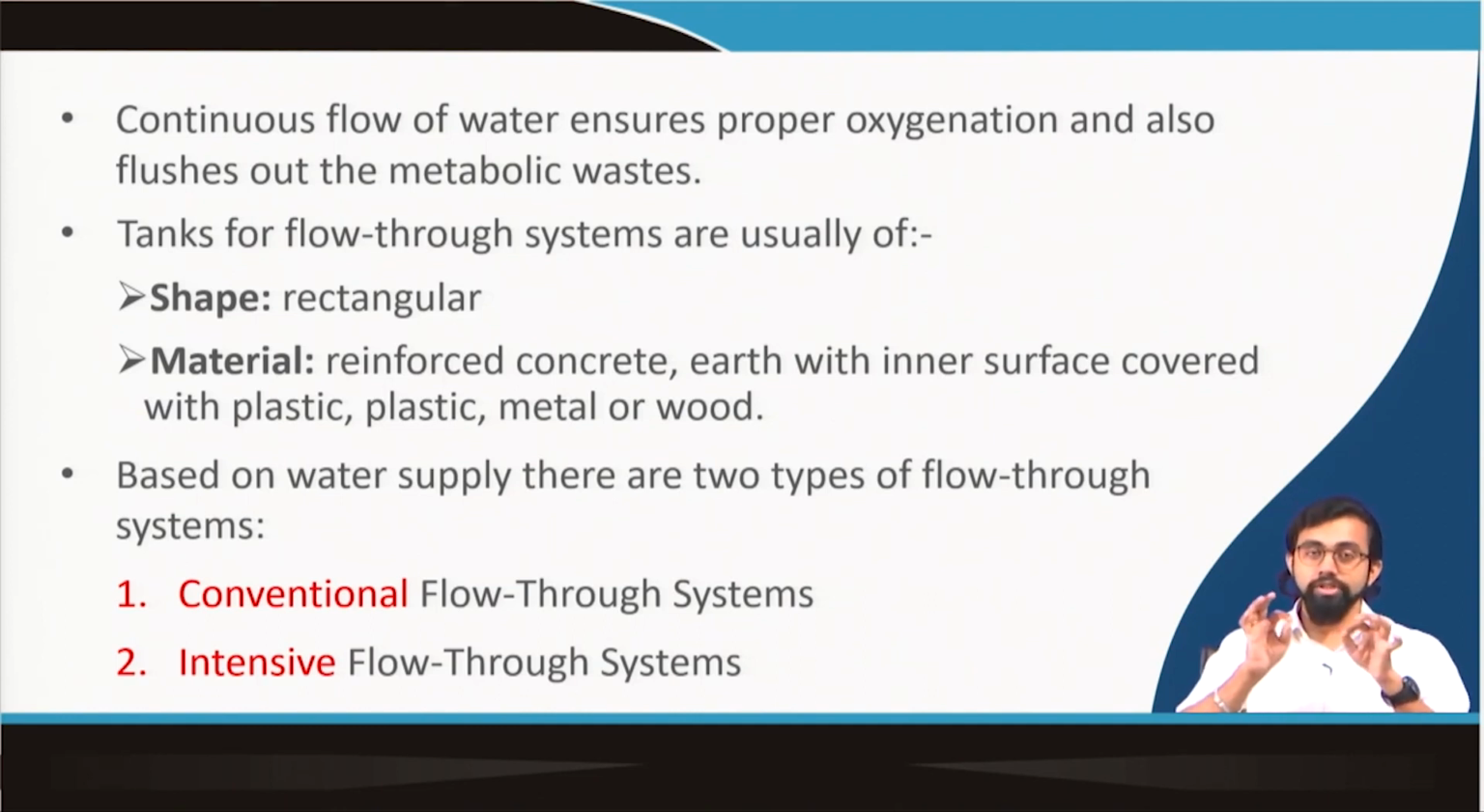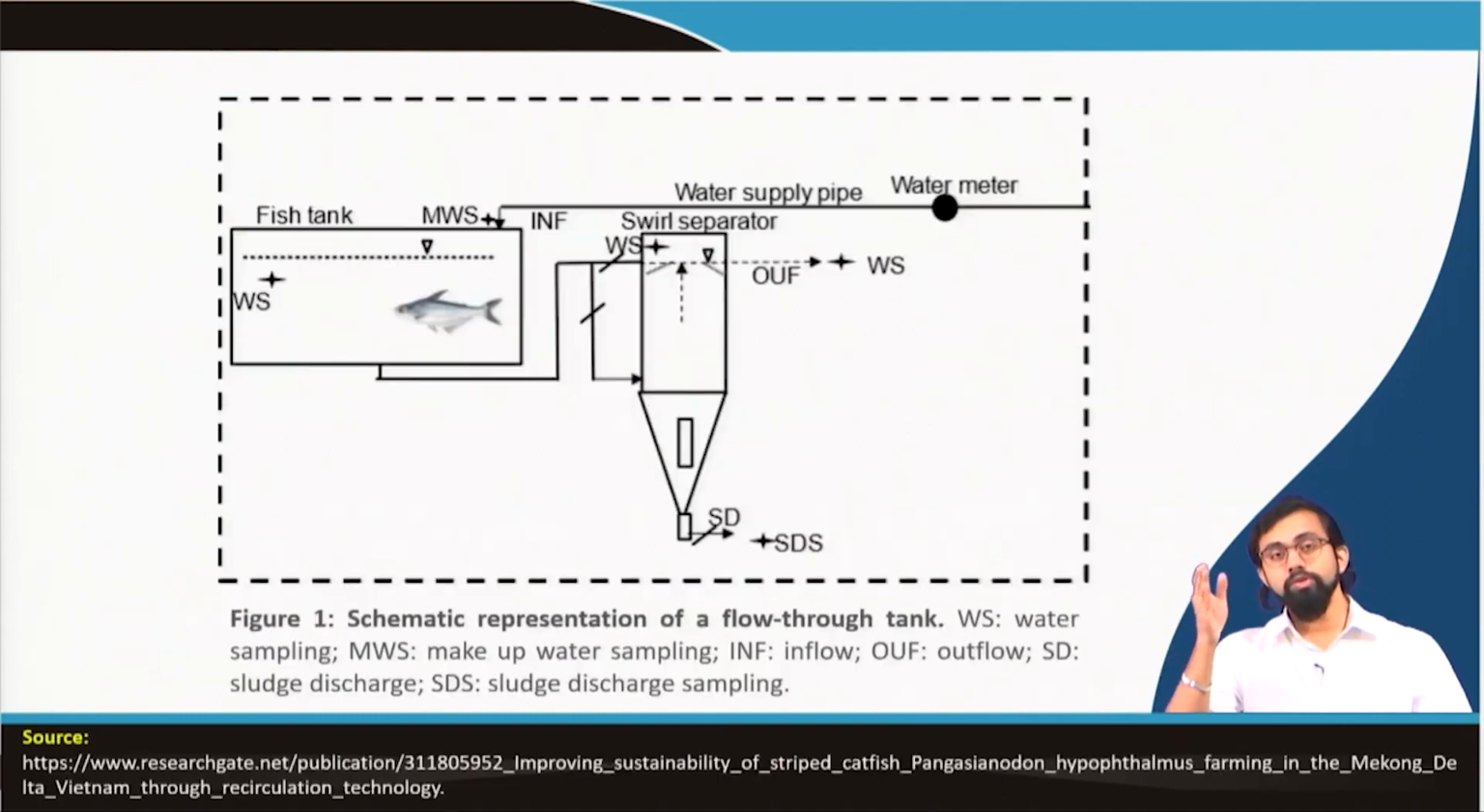The water supply can be of two types. In general, the conventional one is where you provide water in the same direction and it just keeps on flowing through. The other one is intensive: when we go for a higher stocking density, we have to provide additional water supply units, which we consider as the intensive water supply systems.